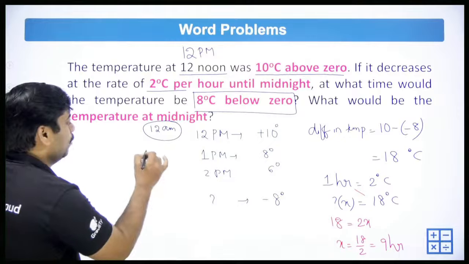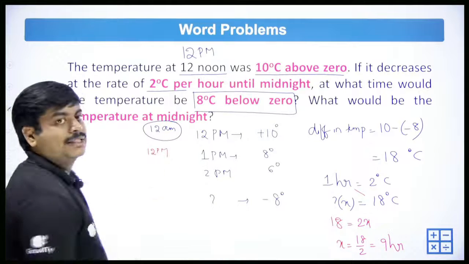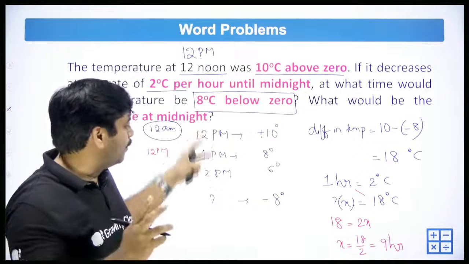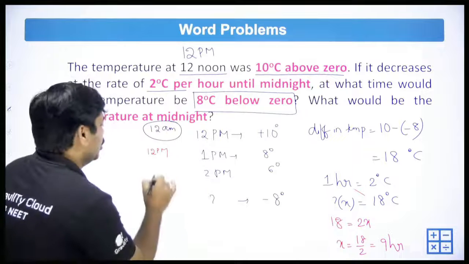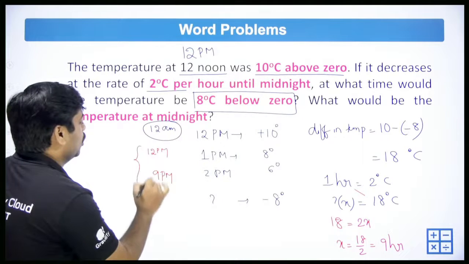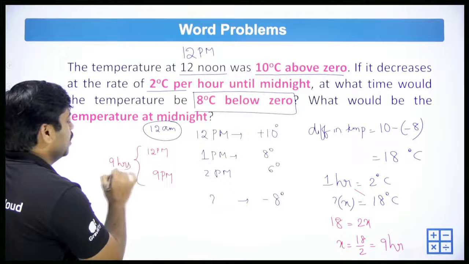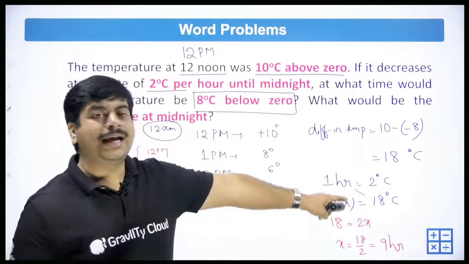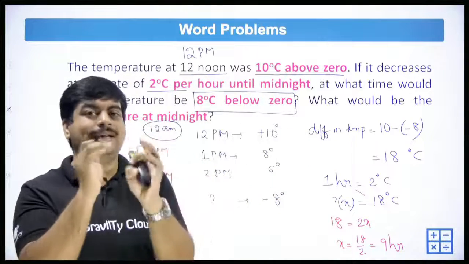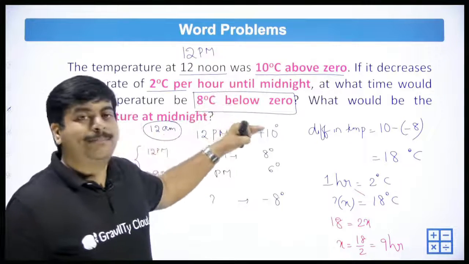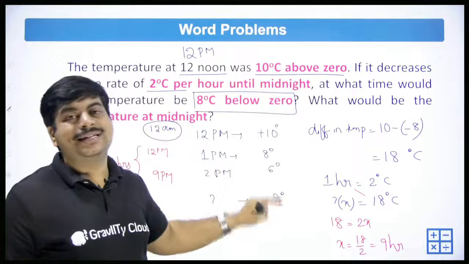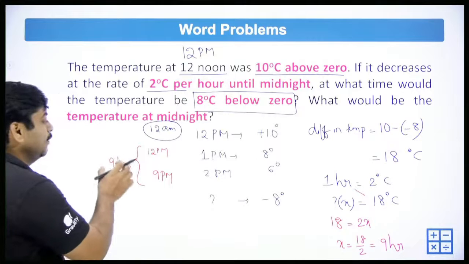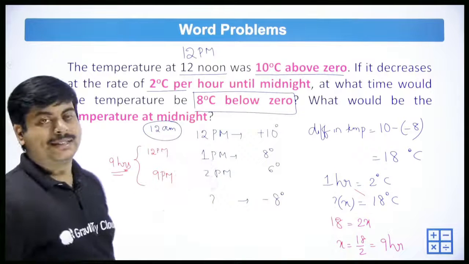So, starting from 12 p.m., if you go for 9 hours, where do you stand? From 12 p.m. to 1 p.m., 1 hour. To 2 p.m., 2 hours. To 3 p.m., 3 hours. That way, to 9 p.m., this is a total of 9 hours. By those 9 hours, it will decrease by 18 degrees in total. But the initial point is plus 10, so it will reach a final of minus 8 degrees. So at 9 p.m., the temperature will be minus 8.